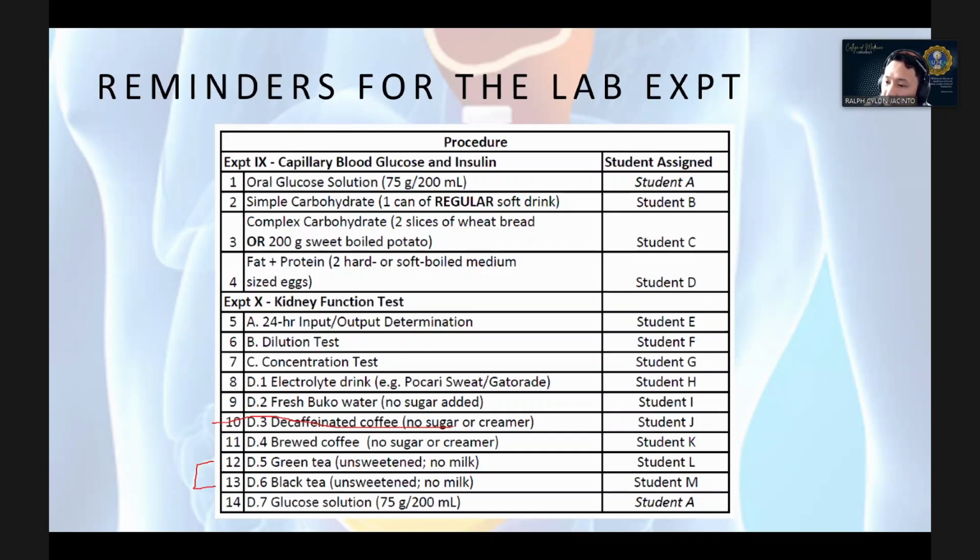Doc, what do you consider as regular soft drink? Regular Coke or regular Pepsi, not the zero or the diet. Coca-Cola or Pepsi.